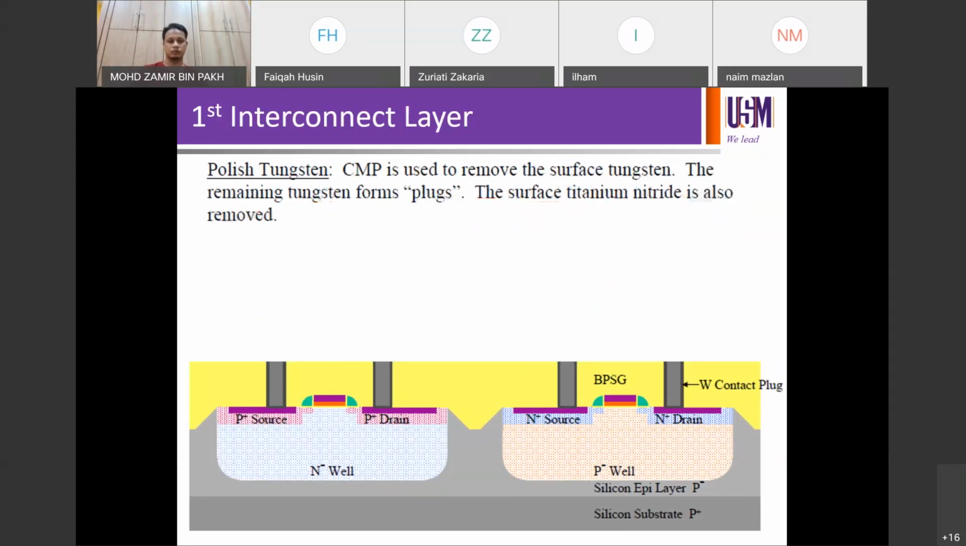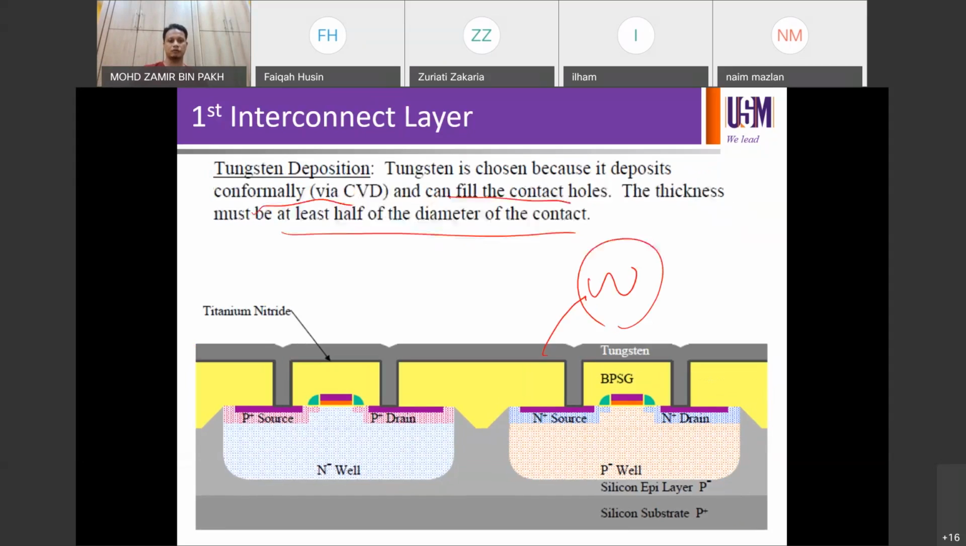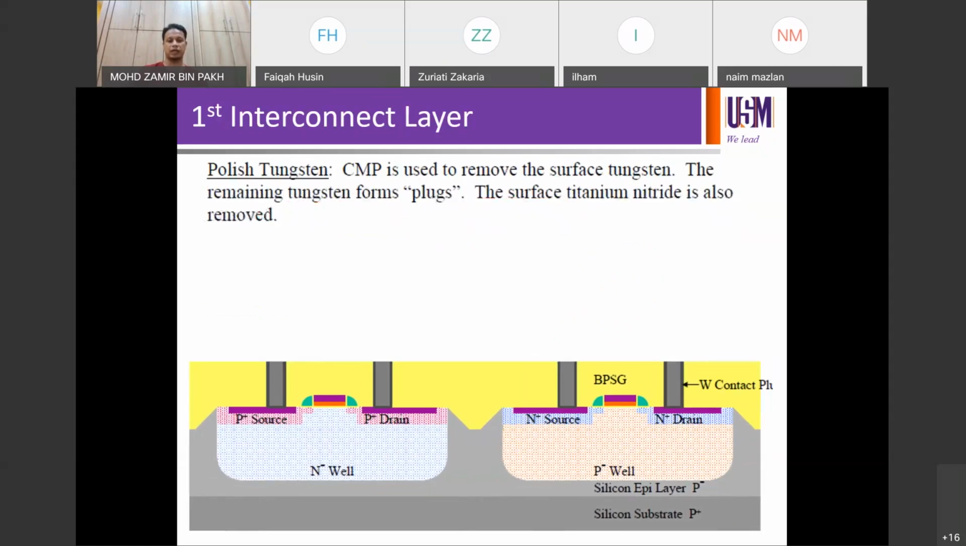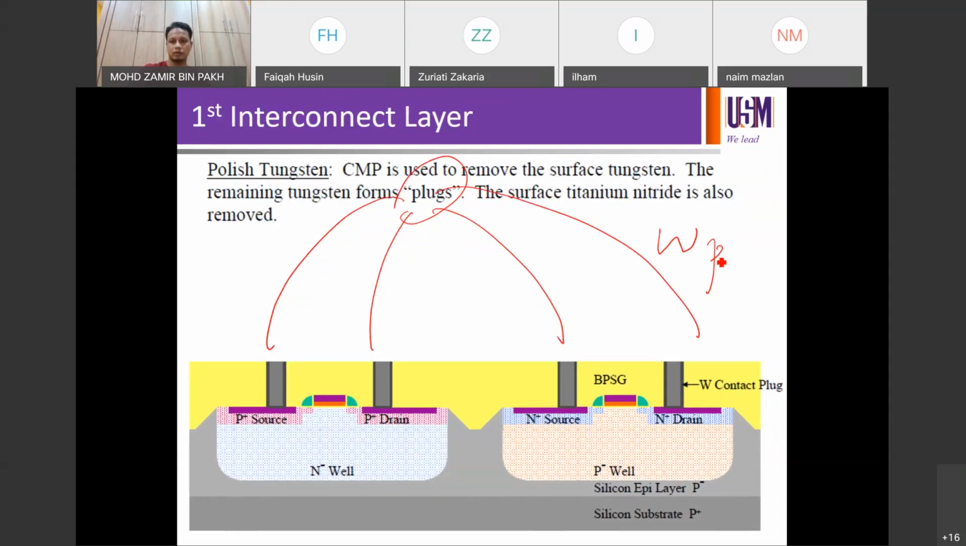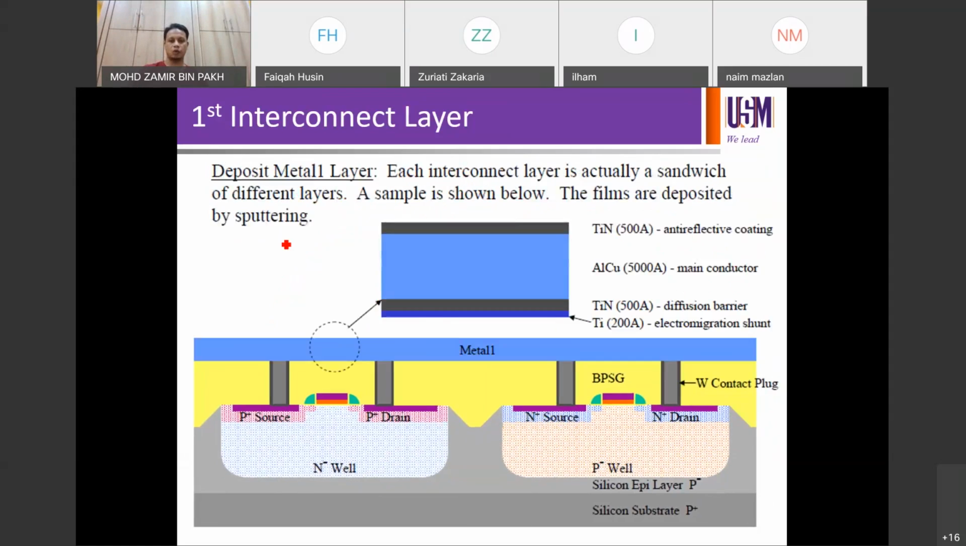Next, you remove by CMP. So sekarang remove tinitride. So you are left with a planarized surface containing contacts at the designated area. So these areas are called plugs, tungsten plugs. Plug to contact lah, nak connect. Next, metal 1. So we now deposit metal 1. So you form the contact now.